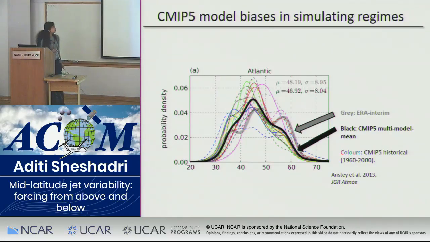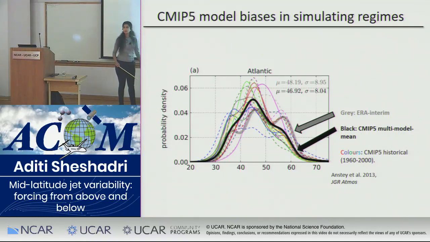How does CMIP do? Here is CMIP 5. So the colors are all of the CMIP 5. The gray here is the ERA-Interim. So here's peak 1, peak 2, and peak 3. And the black is the CMIP 5 multi-model mean. The colors are all of the CMIP models.